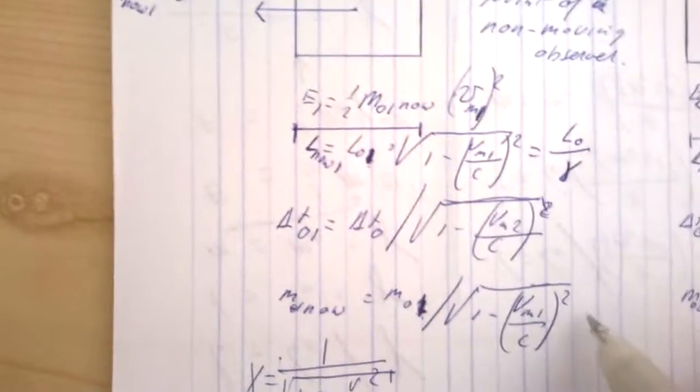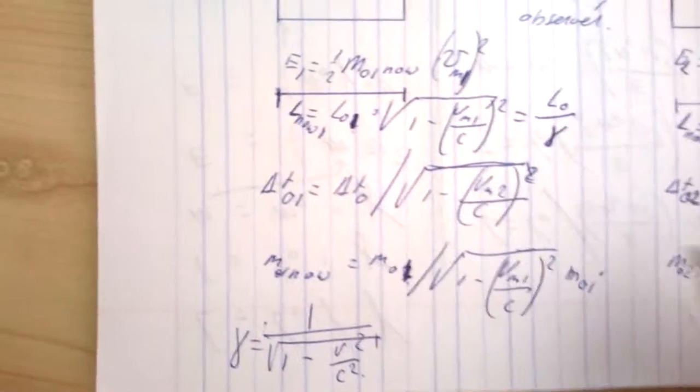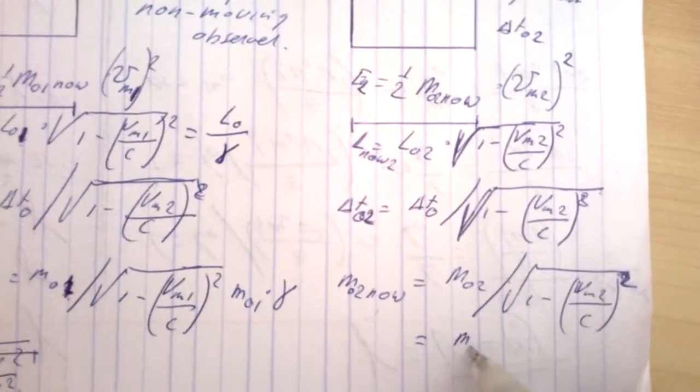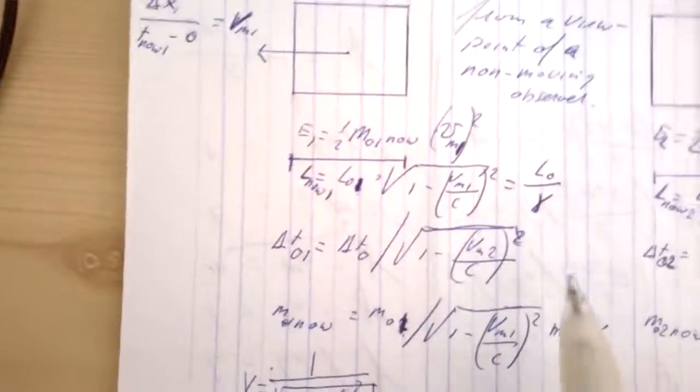And here it is: M01 times gamma, which also goes for the M2, of course. So here is M02 times gamma. And here is L02 divided by gamma. That's the formula for the Lorentz contraction.